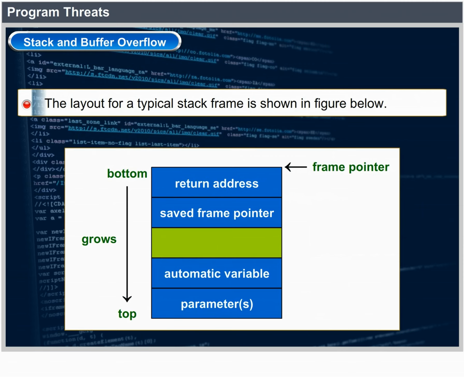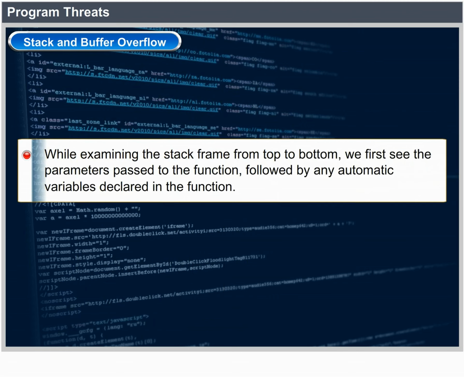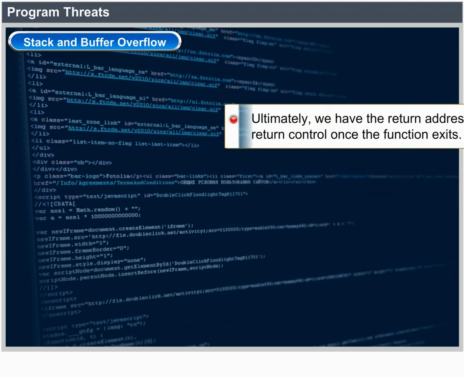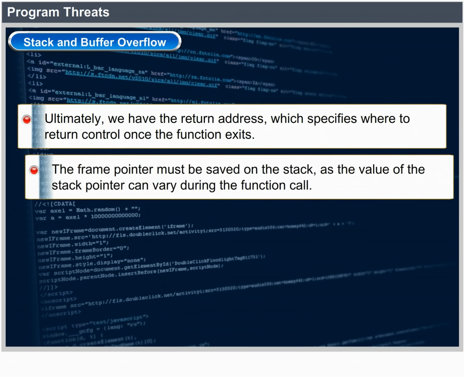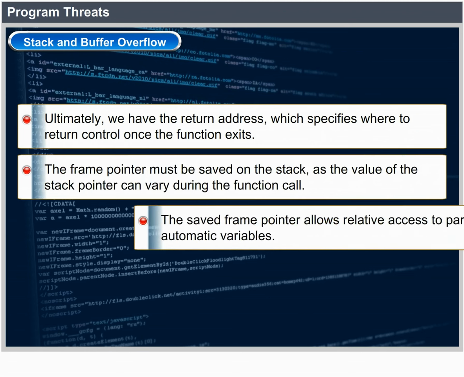Examining the stack frame from top to bottom, we first see the parameters passed to the function, followed by any automatic variables declared in the function. We next see the frame pointer, which is the address of the beginning of the stack frame. Finally, we have the return address, which specifies where to return control once the function exits. The frame pointer must be saved on the stack, as the value of the stack pointer can vary during the function call. The saved frame pointer allows relative access to parameters and automatic variables.